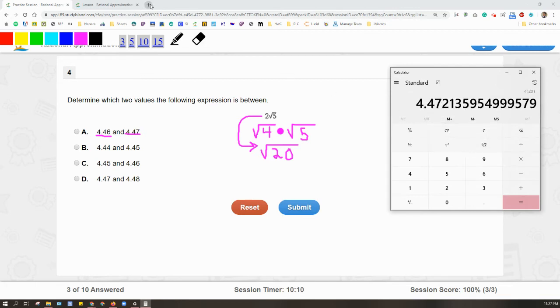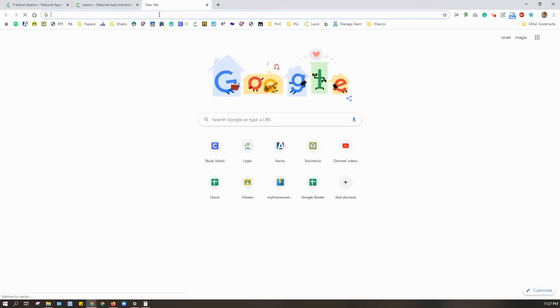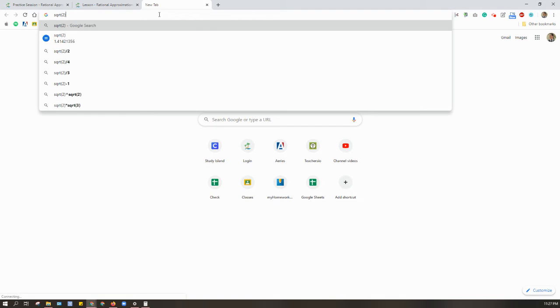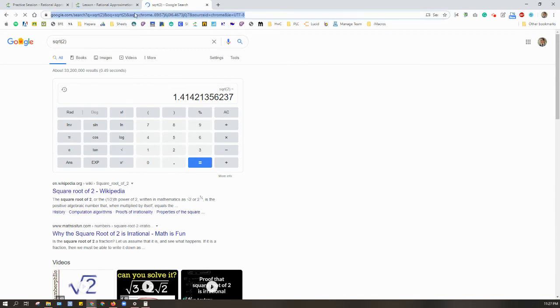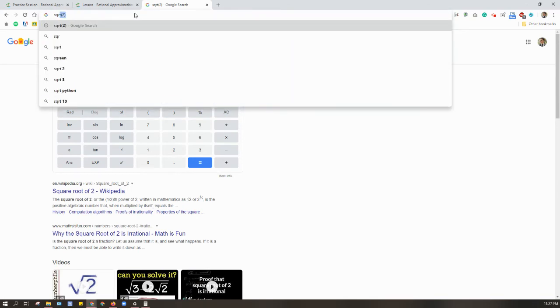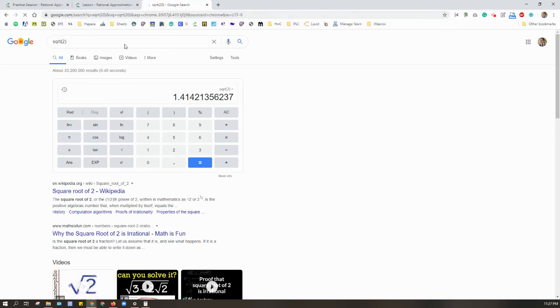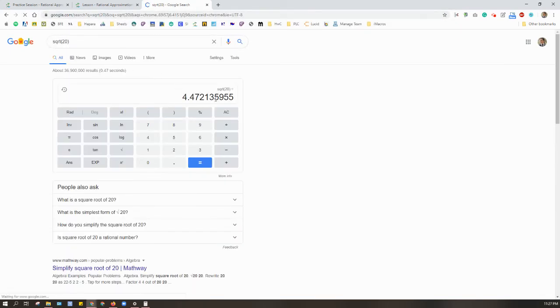But a lot of you guys use Google, and a lot of times if you have Google, you might have something like square root 20, SQRT. Oops, I just put 2 instead of 20, so I'll have to type that in again. Square root, SQ for square, RT for root of 20. And that is how you type in square root in the Google calculator.